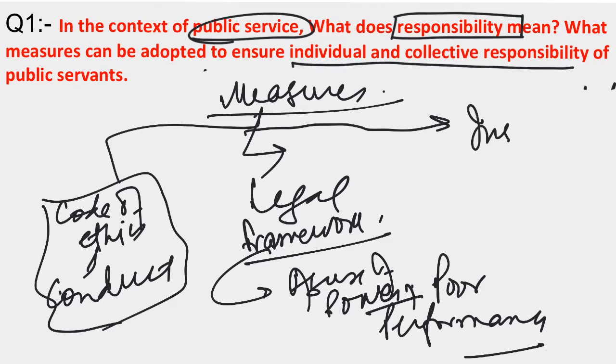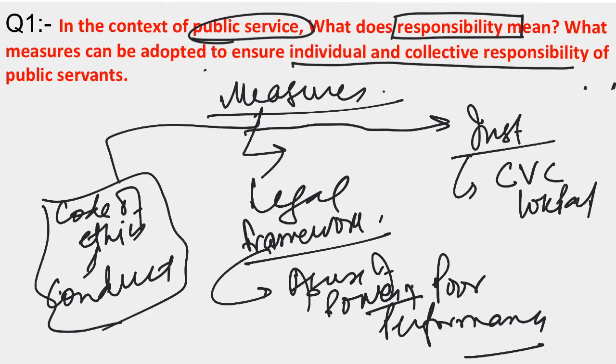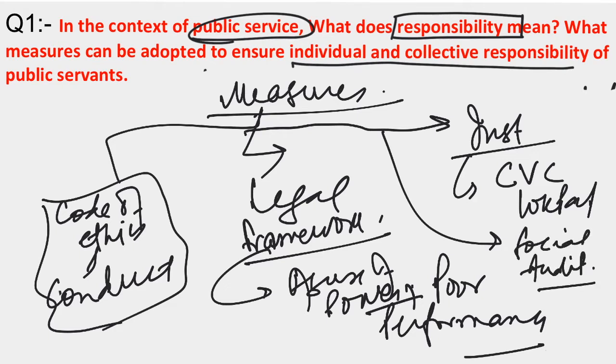Then you can talk about the institutional framework, and here we can talk about how we can strengthen the CVC, Lokpal, etc. Then you can talk about new models of governance, and there you can talk about the social audit. Social audit will highlight whether the public servant is responsible or not, because some lacunas highlighted in the social audit need to be addressed by that public servant. So basically he will be responsible for the output of the social audit. So this can be mentioned in this question.